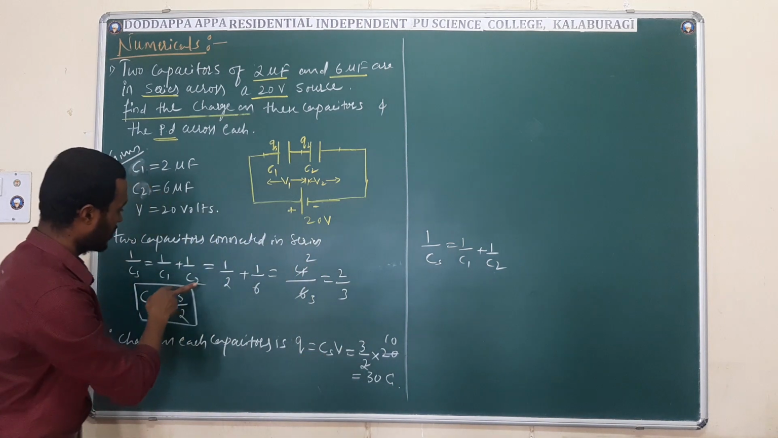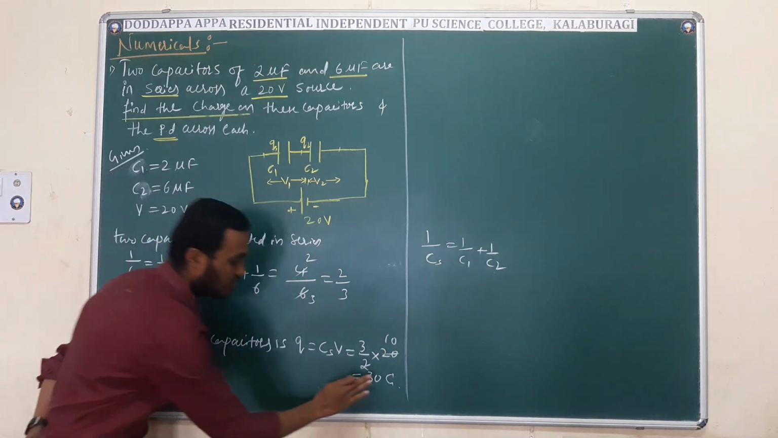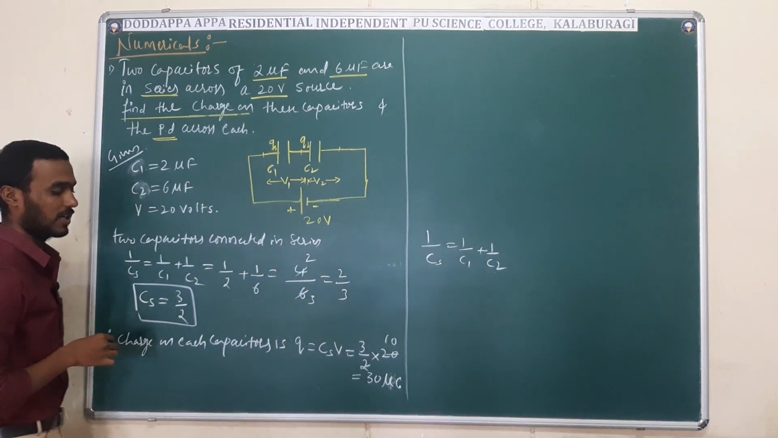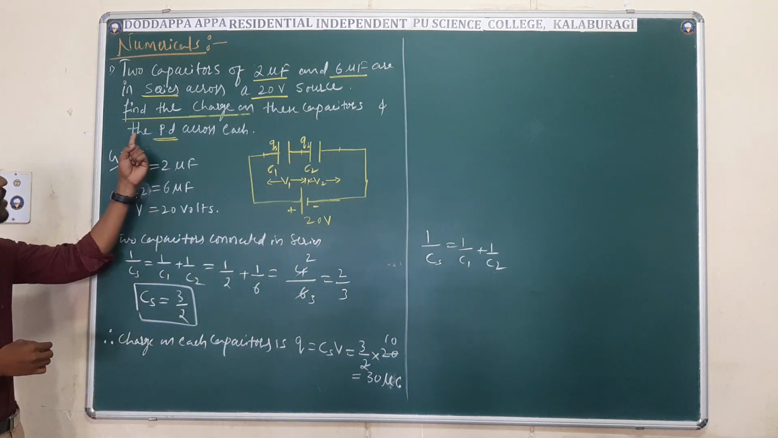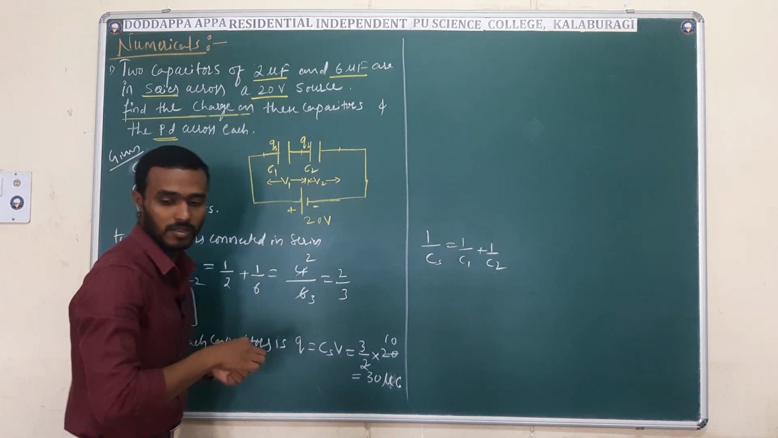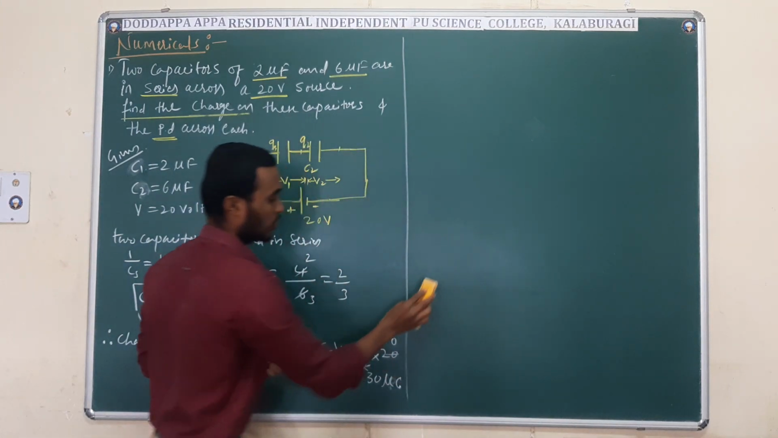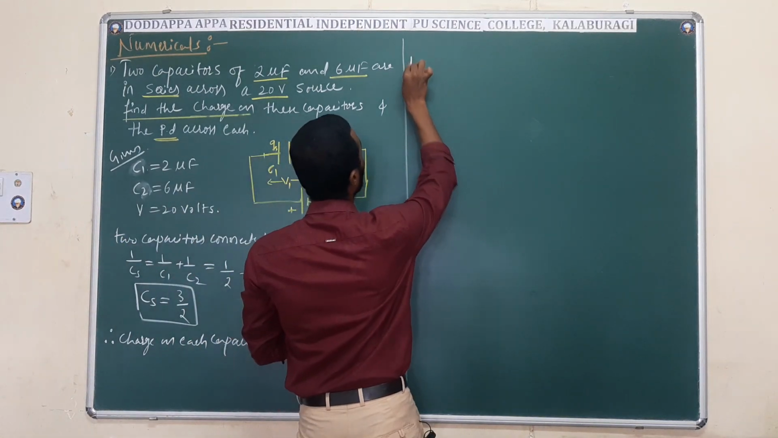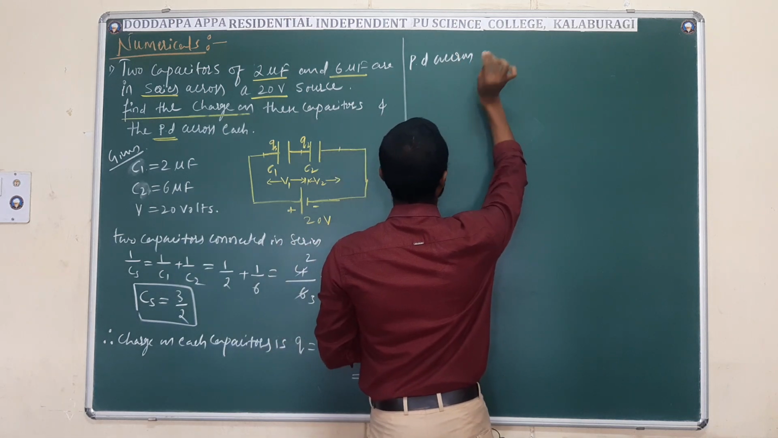Here we substituted the values in microfarad, so I will write the unit as microcoulomb. 30 microcoulomb is the charge on each capacitor. Now the potential difference across each capacitor has been asked. Potential V is equal to Q by C, the potential difference across each capacitor.